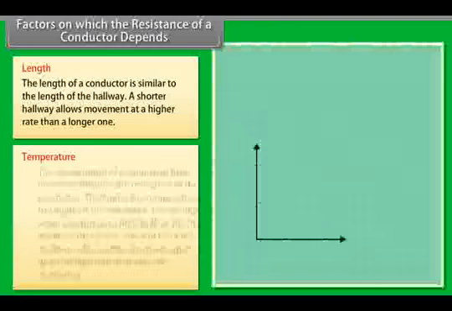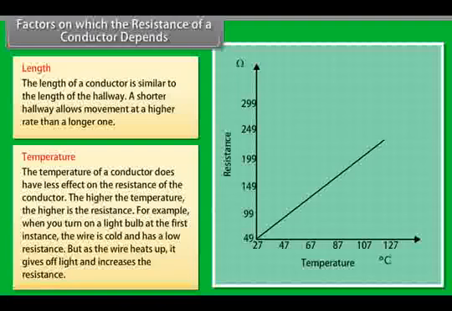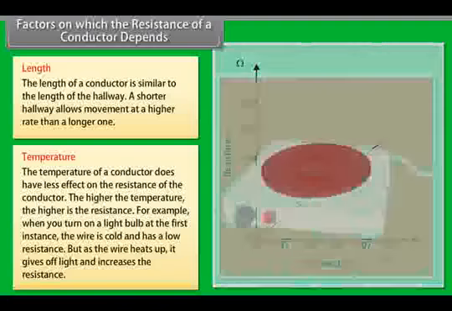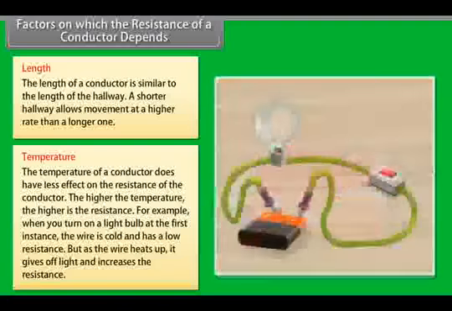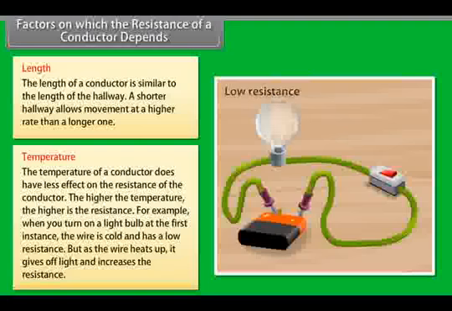Temperature. The temperature of a conductor has a significant effect on the resistance of the conductor. The higher the temperature, the higher is the resistance. For example, when you turn on a light bulb at the first instance, the wire is cold and has a low resistance. But as the wire heats up, it gives off light and the resistance increases.